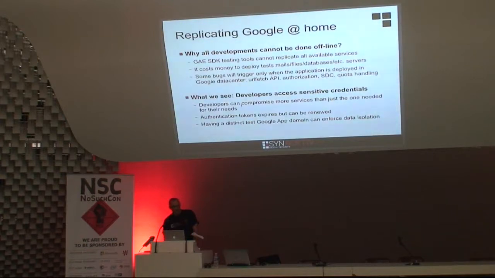There is one way to limit this kind of security issue, which is to use a different Google Apps domain, one for development and one for production. That way, your developers will be able to do whatever they want on the test domain, and if you compromise the test domain, you will not be able to jump to the production domain.